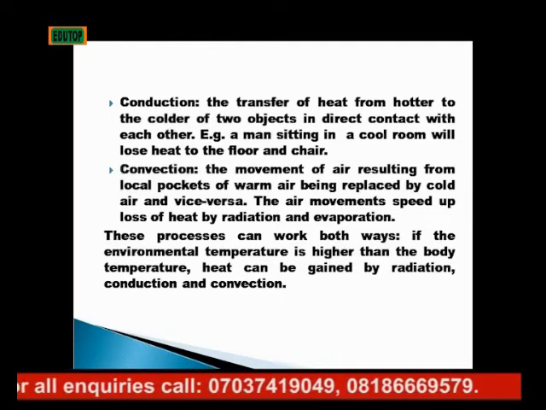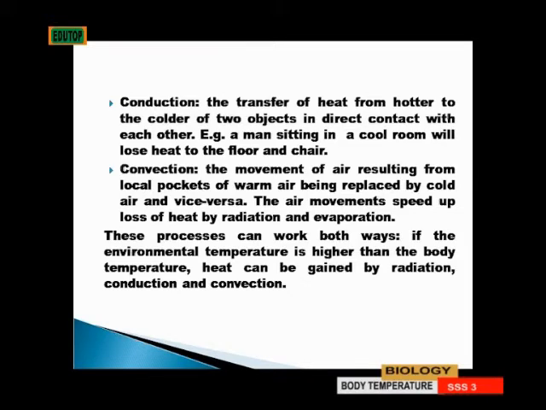Then the last process is convection. Convection is the movement of air resulting from local pockets of warm air being replaced by cold and vice versa. So when there is movement of air, warm air being replaced by cold air, or cold air being replaced by warm air, that is convection. The air movement speed speeds up loss of heat by radiation and evaporation. These four processes work in both ways. If the environmental temperature is higher than the body temperature, heat can be gained by radiation, conduction, and convection.